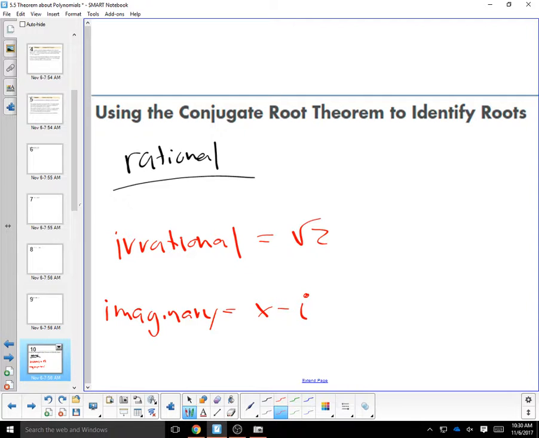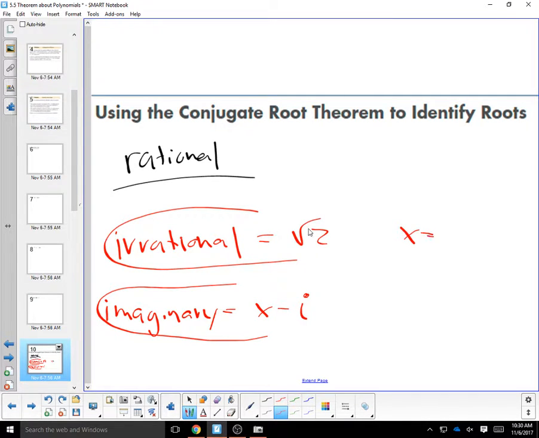Here's what the conjugate root theorem says. If one of the roots happens to be irrational, or if you have roots that are imaginary, you need to know that they always come in conjugate pairs. They always come in what? Conjugate pairs. So if radical 2 is one of the roots, what else should be one of the roots? Negative radical 2. Nice job. Negative radical 2 should also be a root because they come in conjugate pairs. If I did have x minus i as one of the roots, then what else should be a root? X plus i, absolutely. So that's what the conjugate root theorem says. If you have roots that are irrational or imaginary, they always come in conjugate pairs. So if they give you one of them, they really gave you two of them.